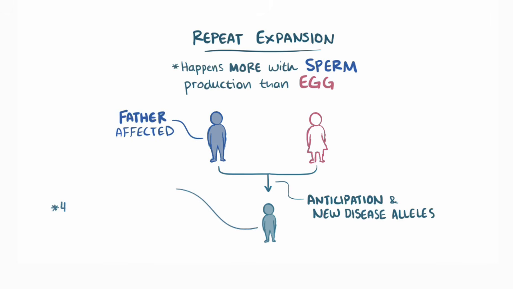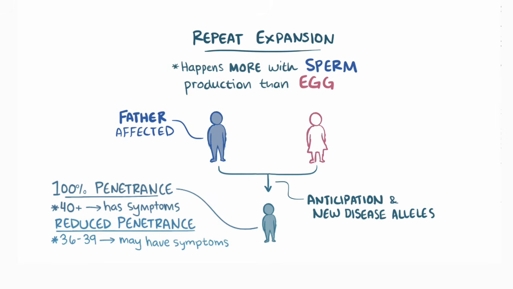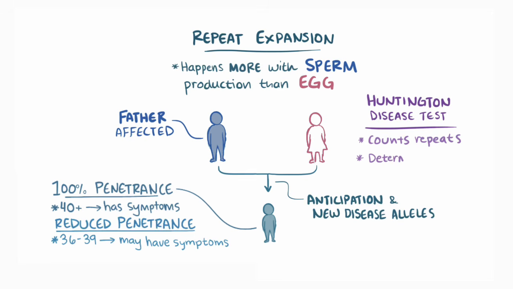When a person has 40 plus repeats, they show 100% penetrance, and they will have the disease. For reasons that remain unknown, people with 36 to 39 repeats can show reduced penetrance. Some may have symptoms while others may not. Because of this penetrance, the test for HD, which counts the number of CAG repeats, is really good at determining whether Huntington disease will develop in an at-risk individual.